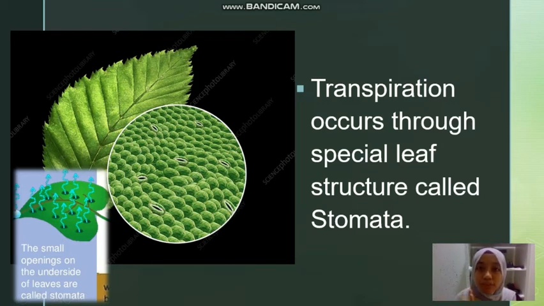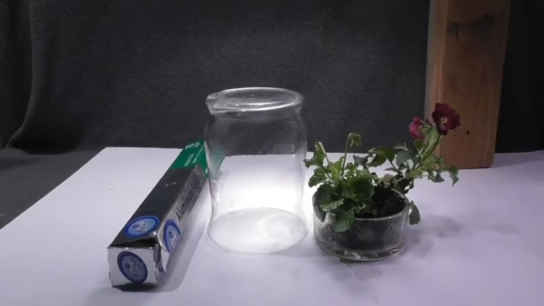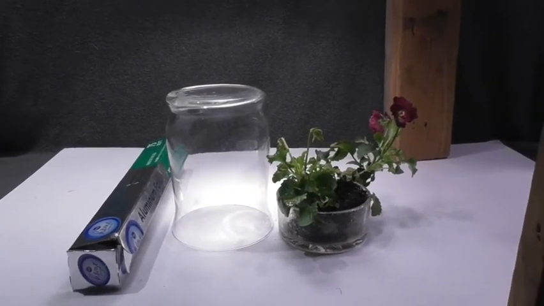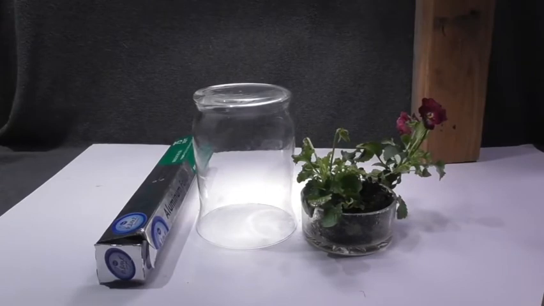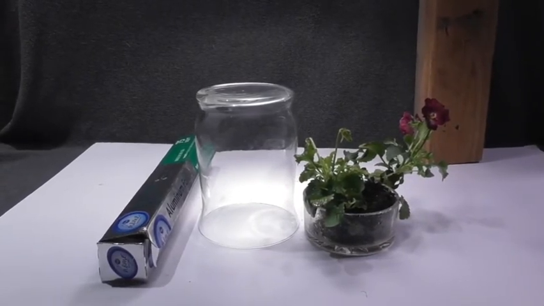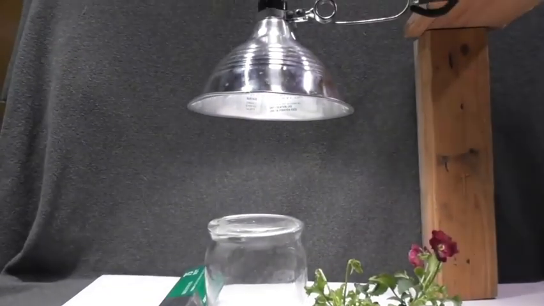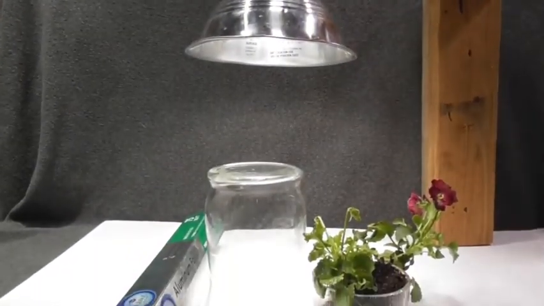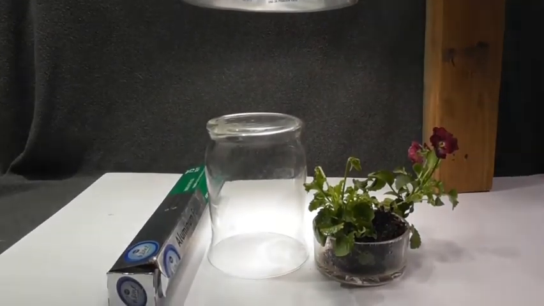Okay, after that we will see how the process of transpiration happens naturally. Here is the setup of the experiment, where you need a plant, a jar that can cover the plant, and also aluminium foil, and also light or sunlight. As you know, transpiration will only happen if there is light for it to evaporate.